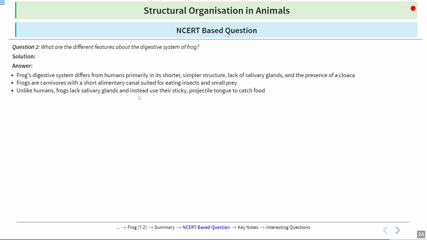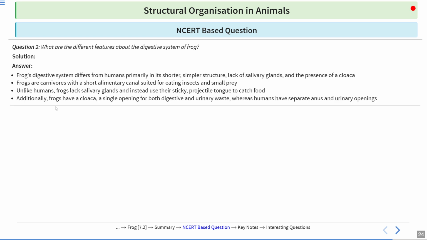Unlike humans, frogs lack salivary glands and instead use their sticky projectile tongue to catch food. Additionally, frogs have a cloaca, a single opening for both digestive and urine waste, whereas humans have a separate anus and urinary opening. We have two openings, one for the ejection of undigested food material and one for the removal of the liquid nitrogenous waste material, that is the urine, right? But in the case of the frog, both are eliminated from the body through the cloaca. This is a major difference between the human and the frog.